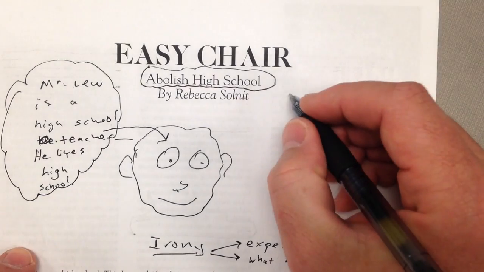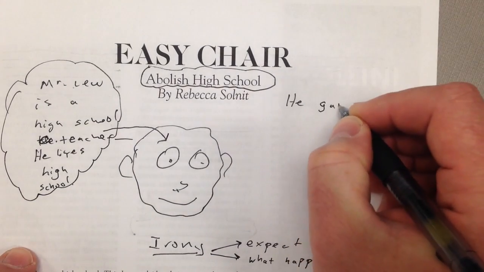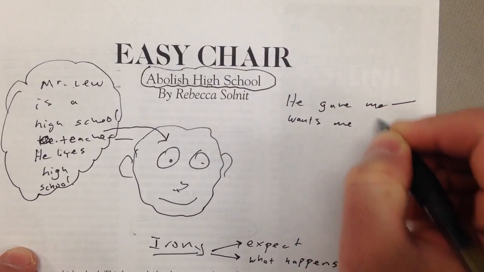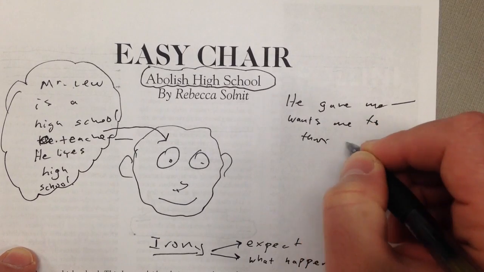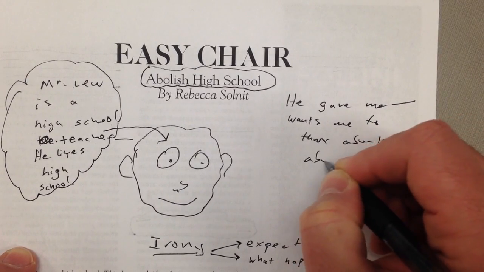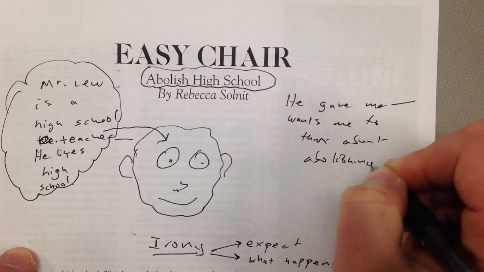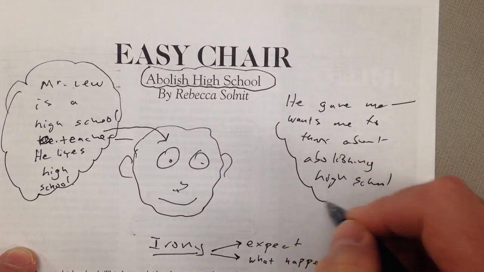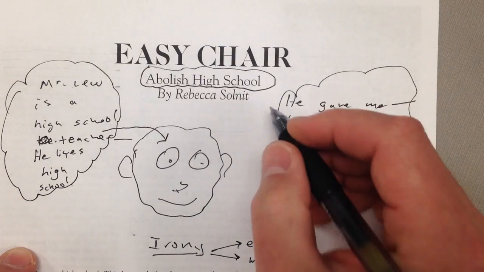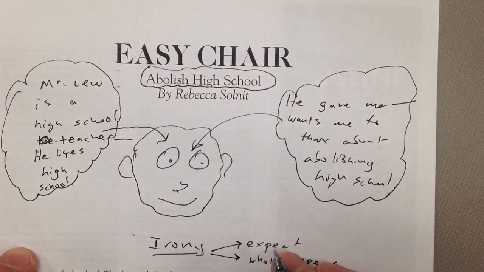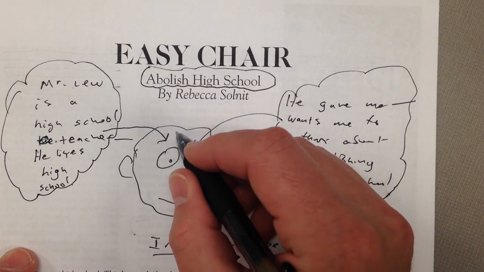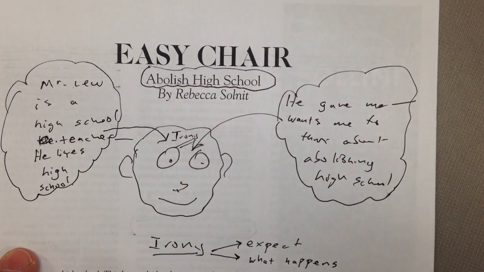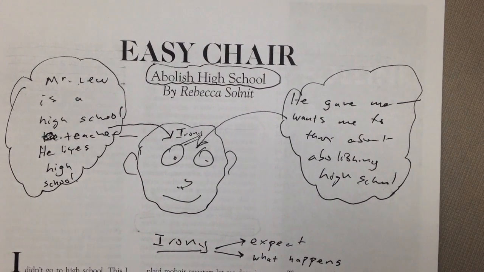But there's also this idea that he gave me and wants me to think about: abolishing high school, getting rid of it. So the idea is that both of these things are true, but they're not what you would expect. And so the irony is when you put these two things together in your brain. And according to Bloom, this is where you grow.